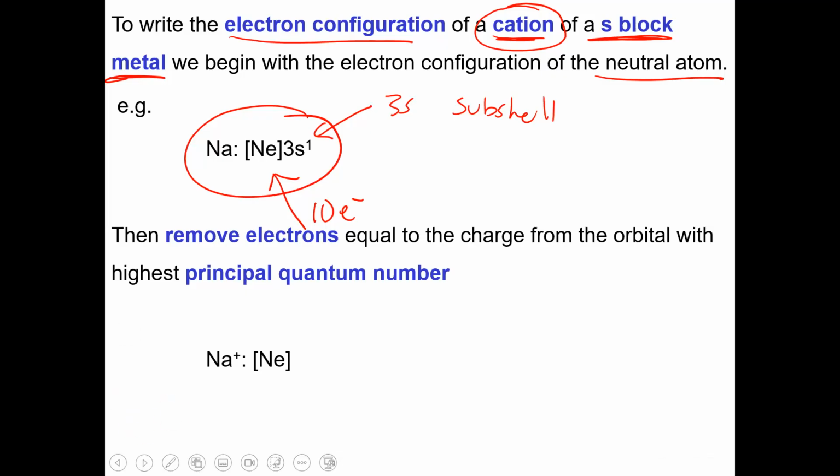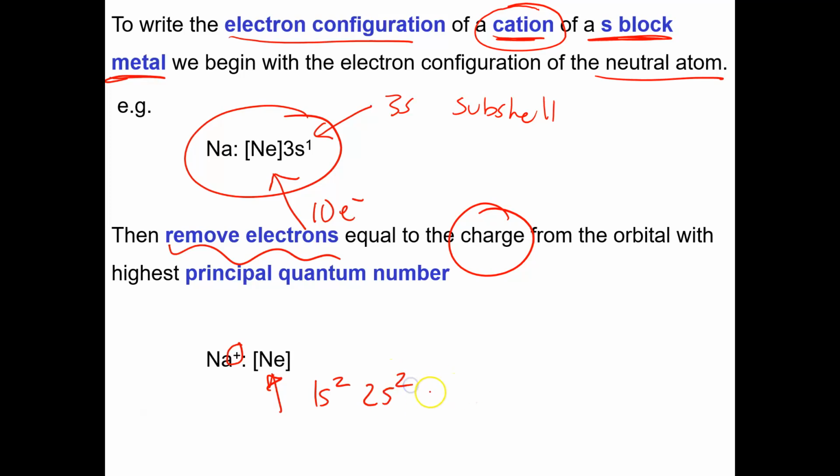So to get the electron configuration of a cation, what we have to do is take the electron configuration of the neutral atom and remove electrons equal to the size of the positive charge. So say we want to write the electron configuration for the sodium ion, which has a +1 positive charge. We have to take away 1 electron. So we're going to take away the 3s electron. So what we're left with is the neon core of 10 electrons, 1s2, 2s2, 2p6.